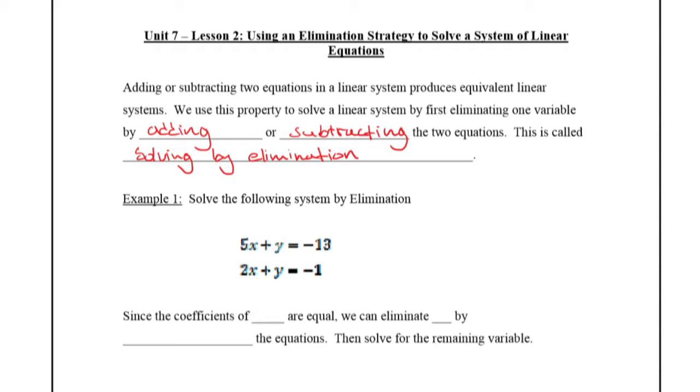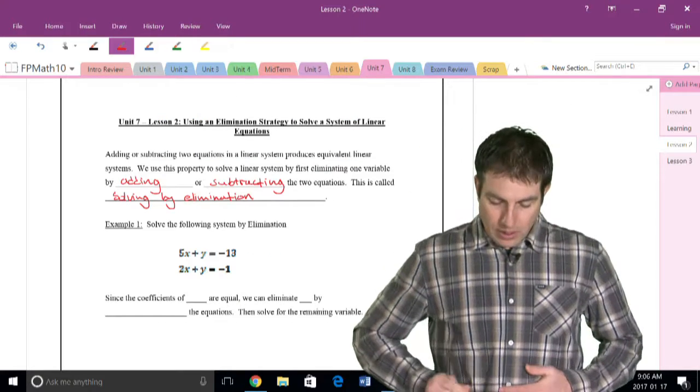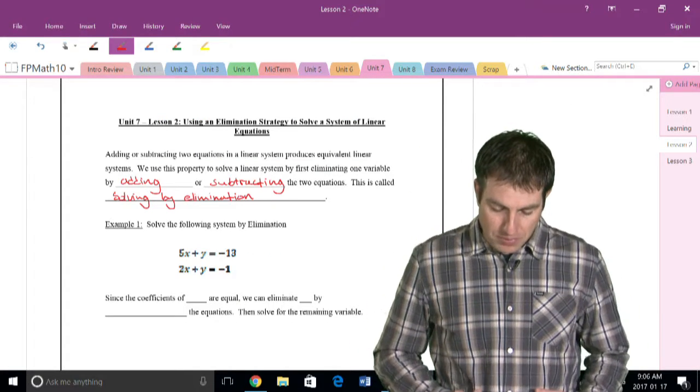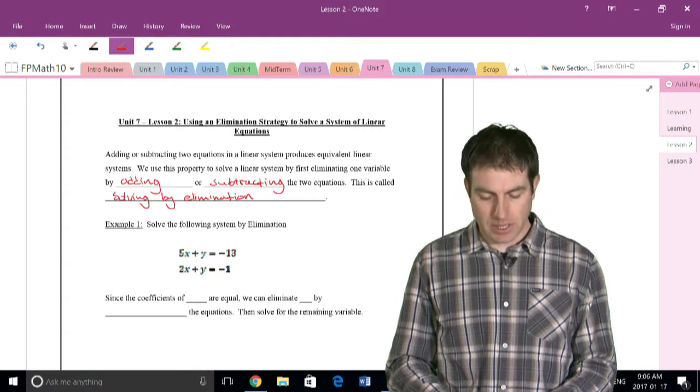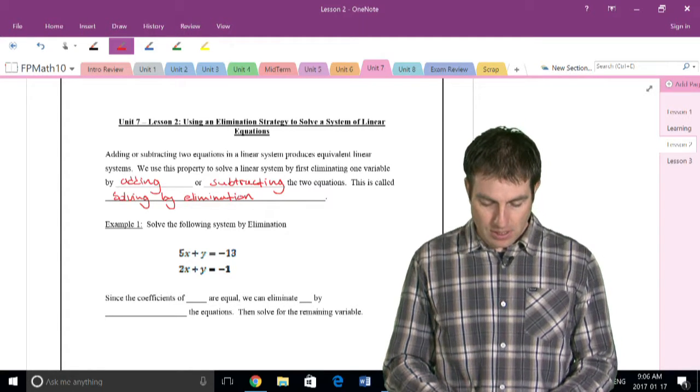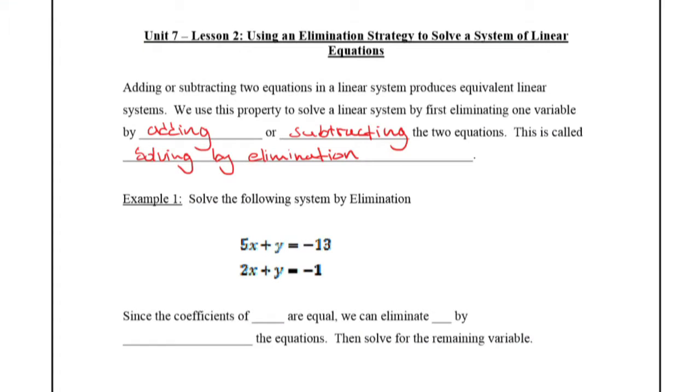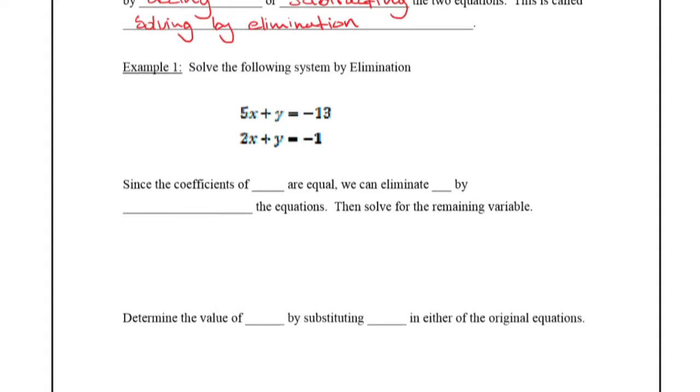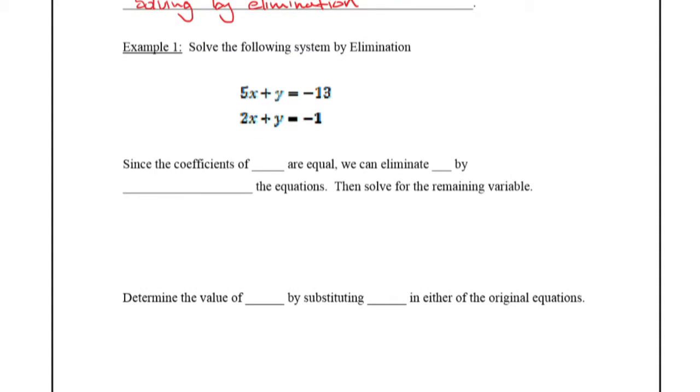All right, so solving by elimination. First example here, solve the following system by elimination. Two equations. We could plot these ones. I mean, there's nothing terribly difficult about them. We could draw them on a graph, but it's asking to solve by elimination.